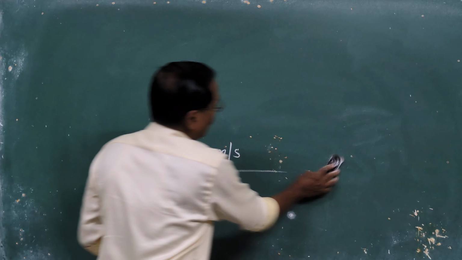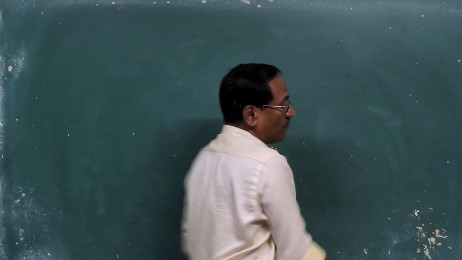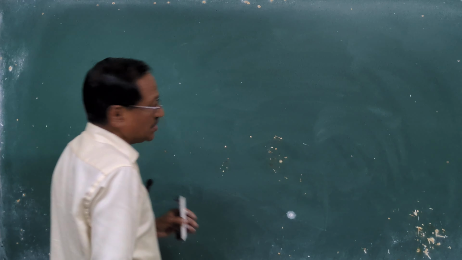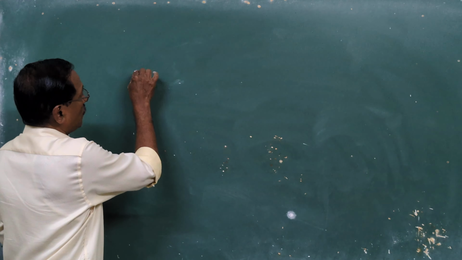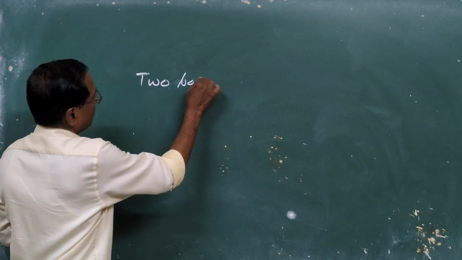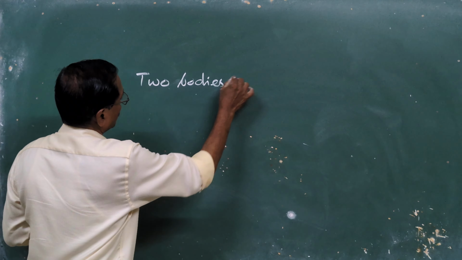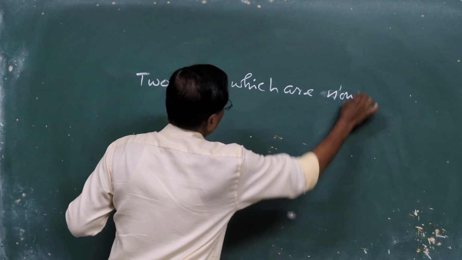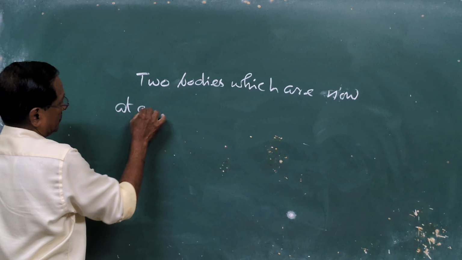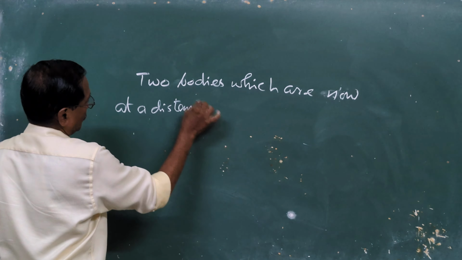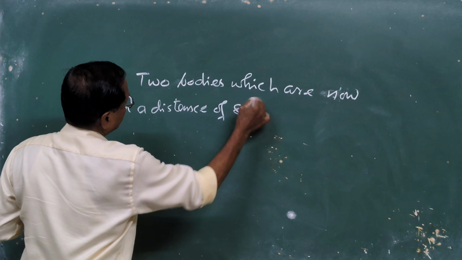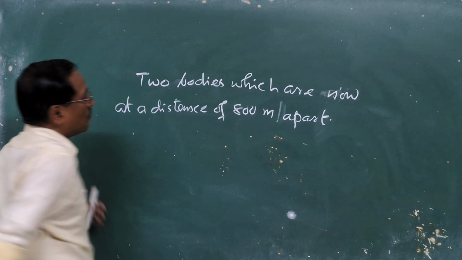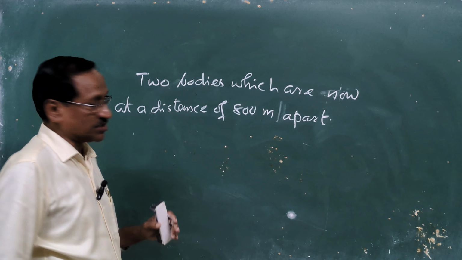Now let us see how we can solve certain questions involving speed, distance and time. Consider a problem. Two bodies are now at a distance of say 800 meter apart.